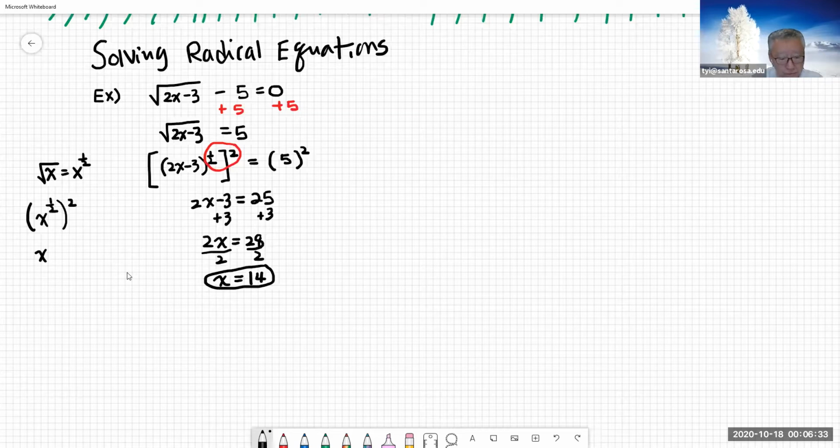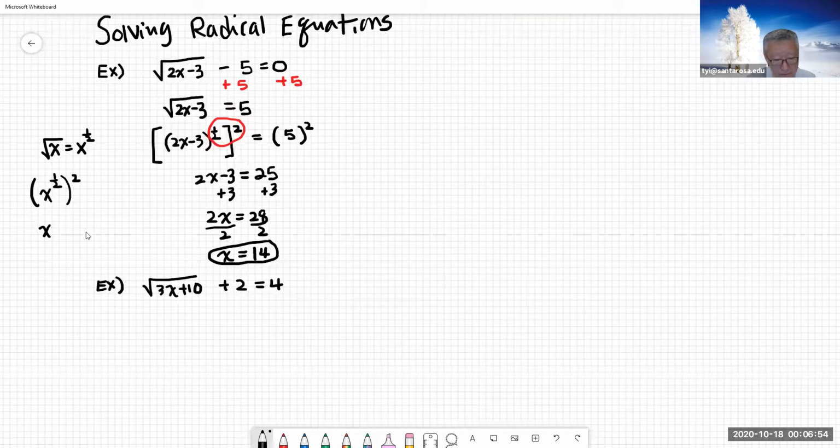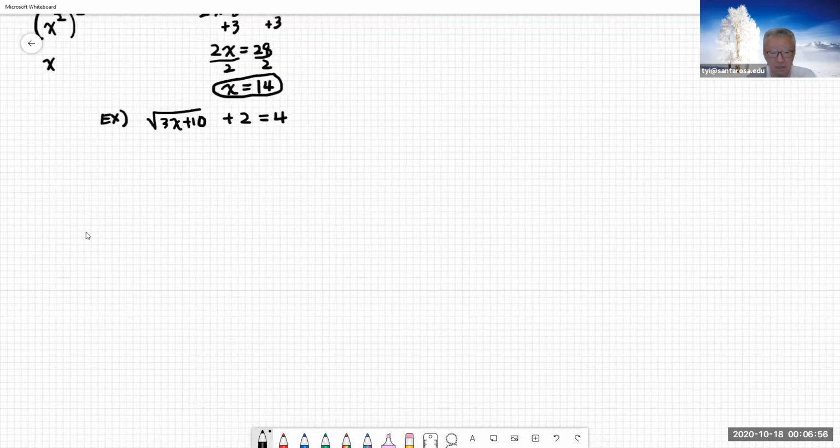Let's try another one. Okay, so let's say we have something like this. You've got square root 3x plus 10, similar to what we just did here, plus 2 equals 4. Okay, so now, again, we're going to have to isolate the radical. So I'm going to subtract 2 from both sides.